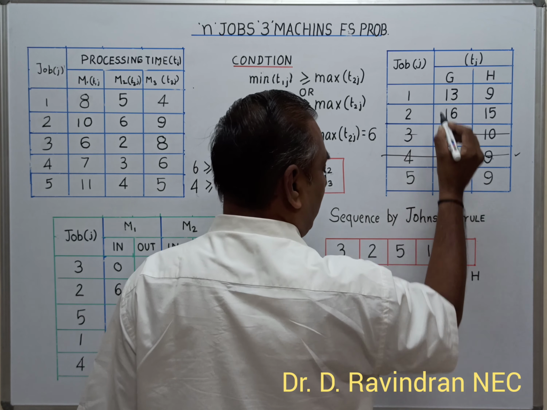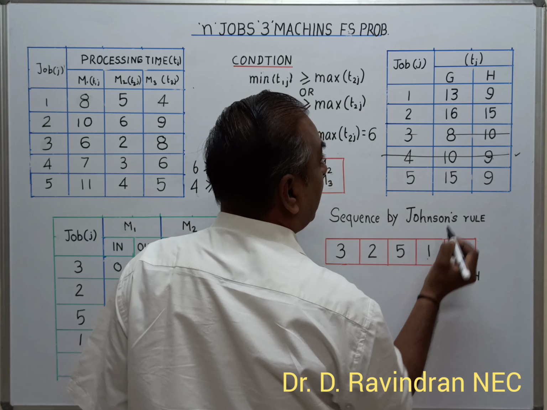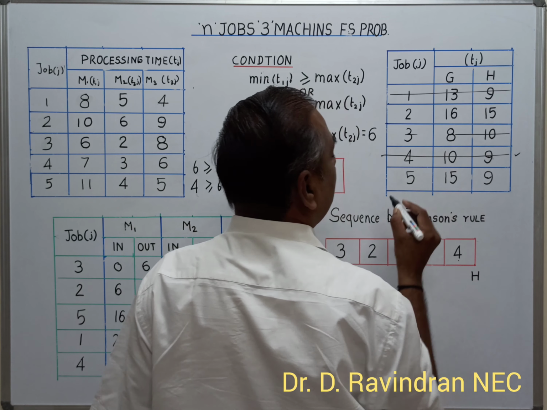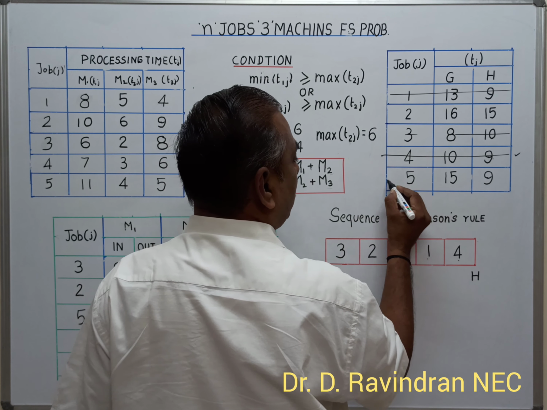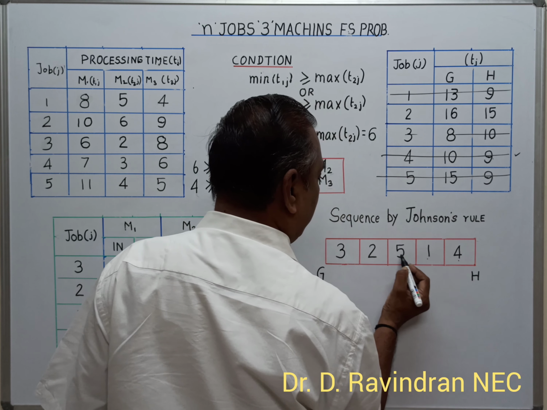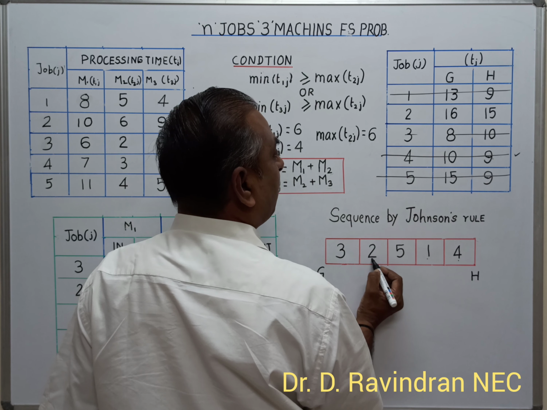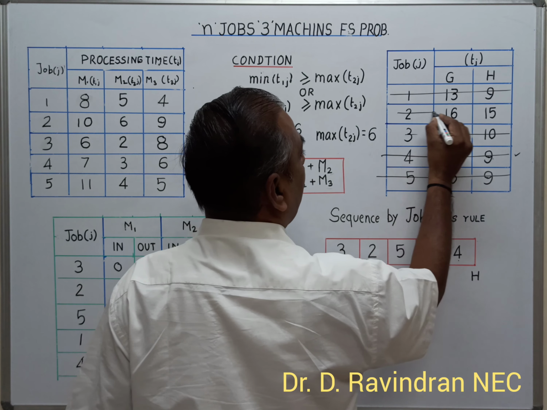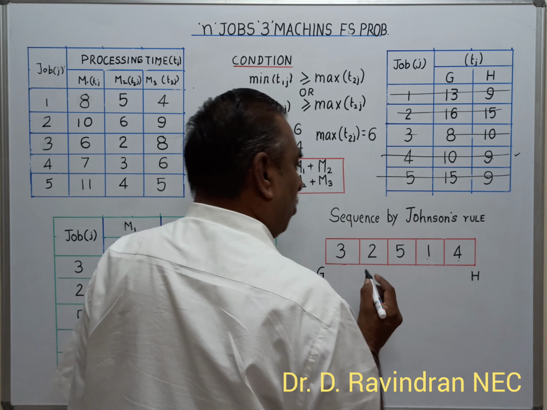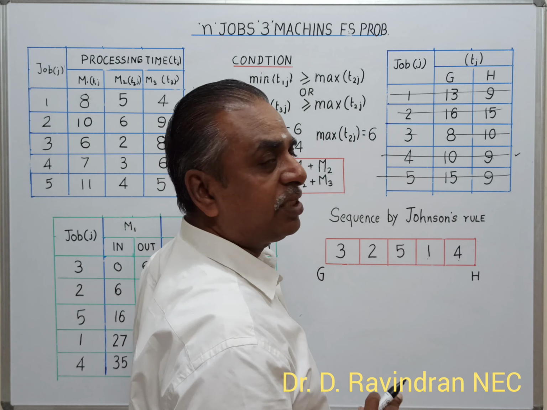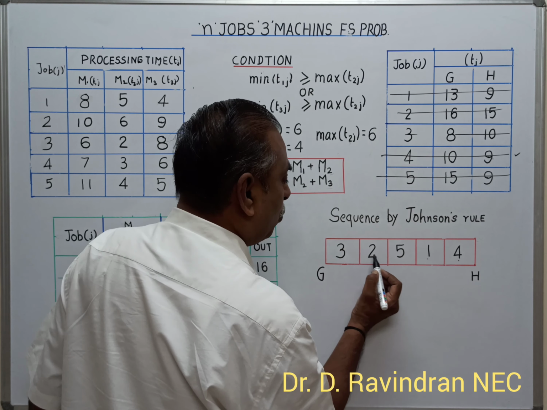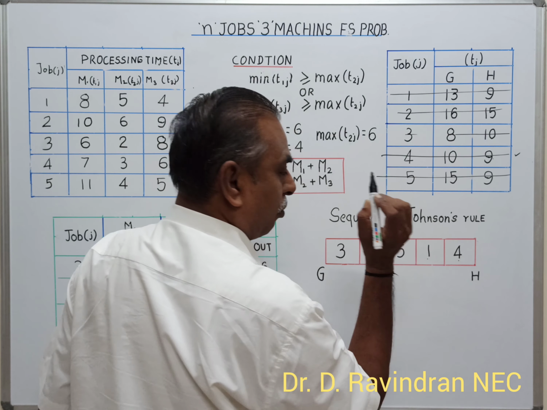Then 9 is also the lowest processing time. That means the first job can be processed just before 4. So this can also be struck out. Then next, the 5th job also can be processed just before 1. The only job left out is 2. So job 2 can be placed here. Now the resulting sequence out of Johnson's rule is 3, 2, 5, 1 and 4.